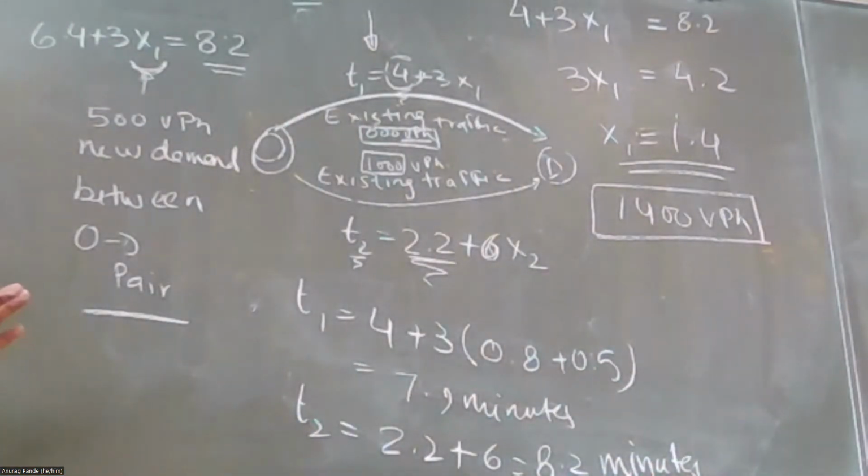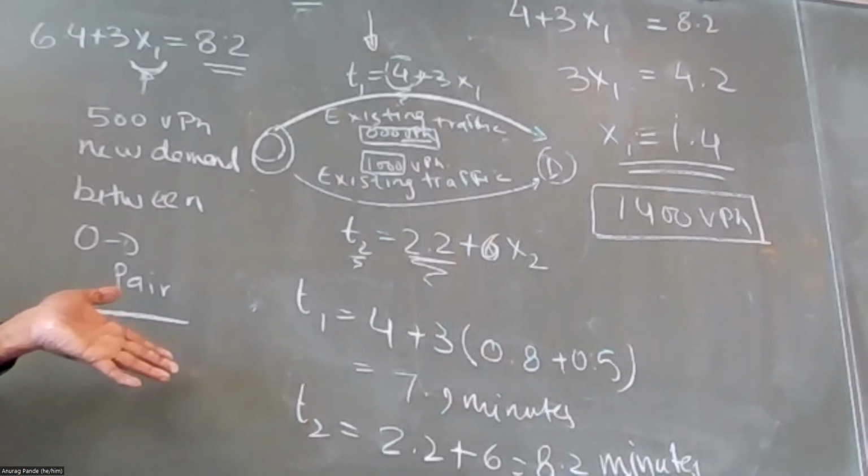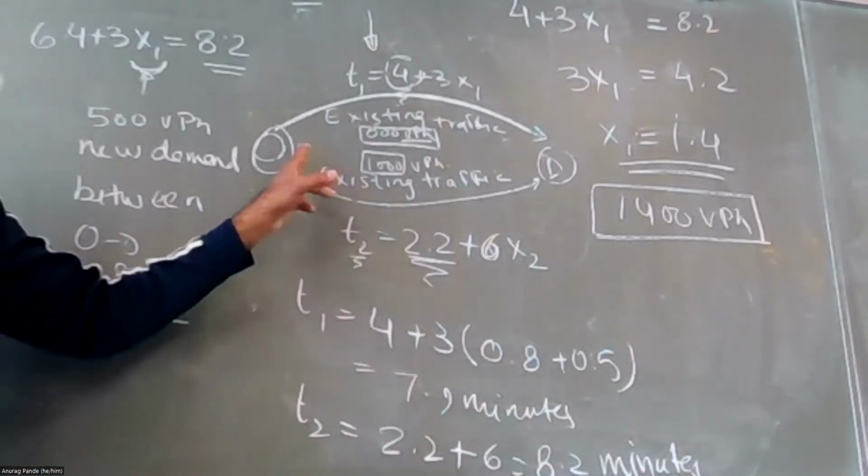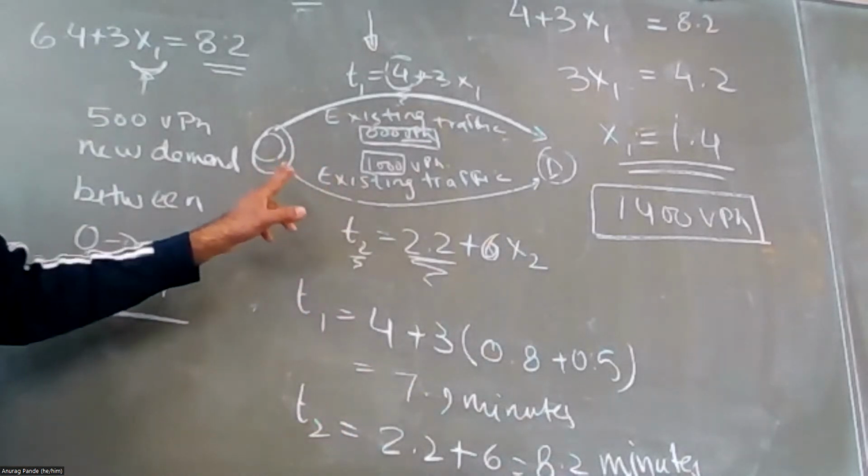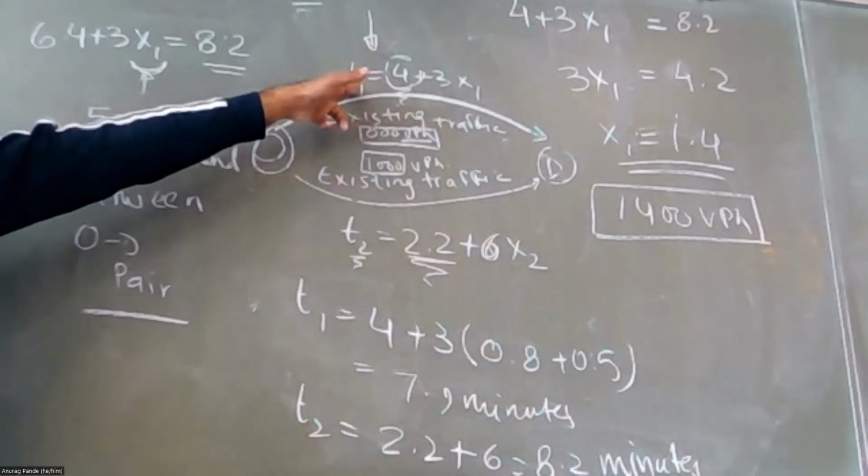Right? Now, user equilibrium, we always said that travel time would be equal. So what's going on? Why isn't the travel time equal? Why don't people from route 2 switch to route 1?